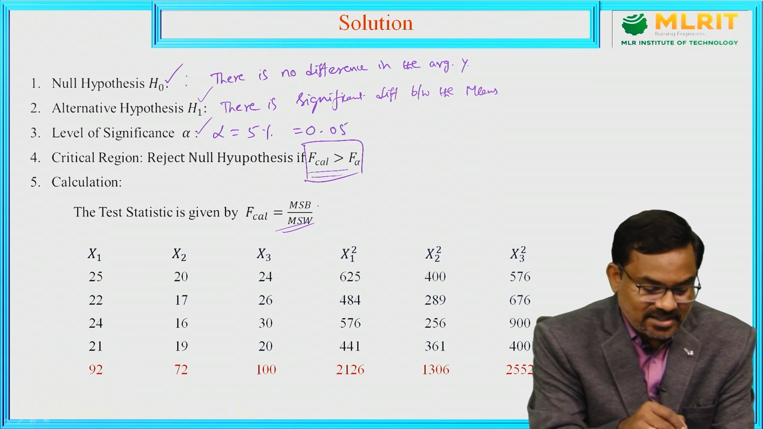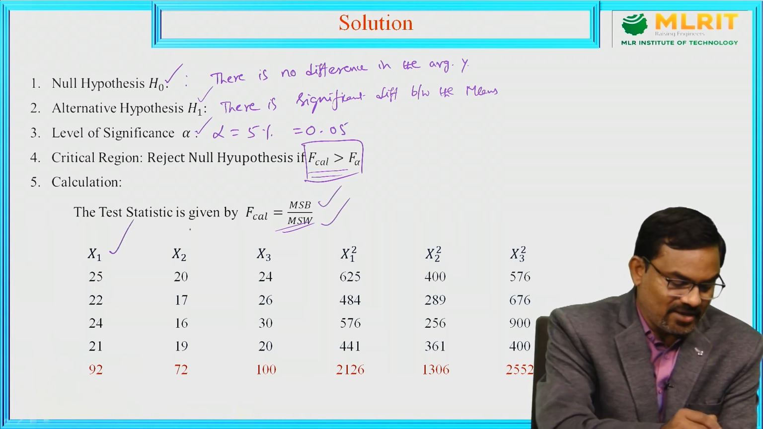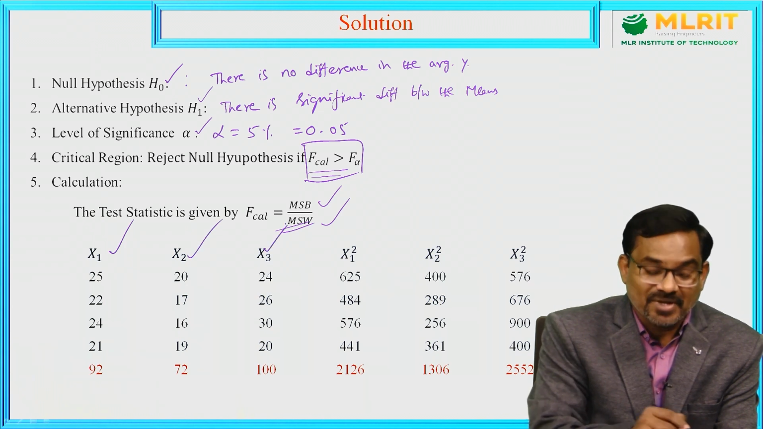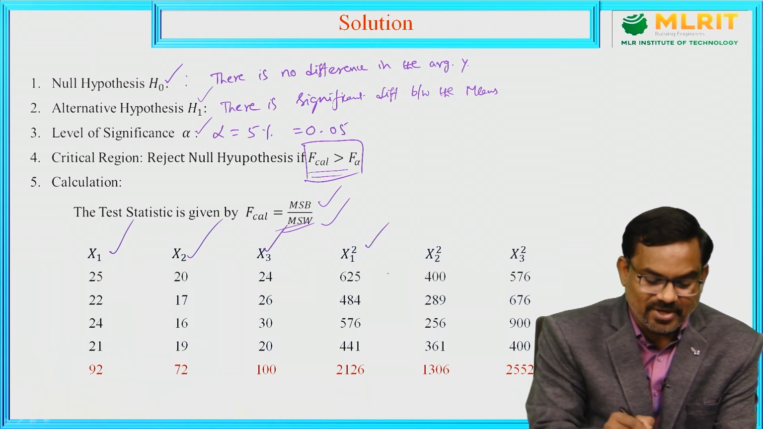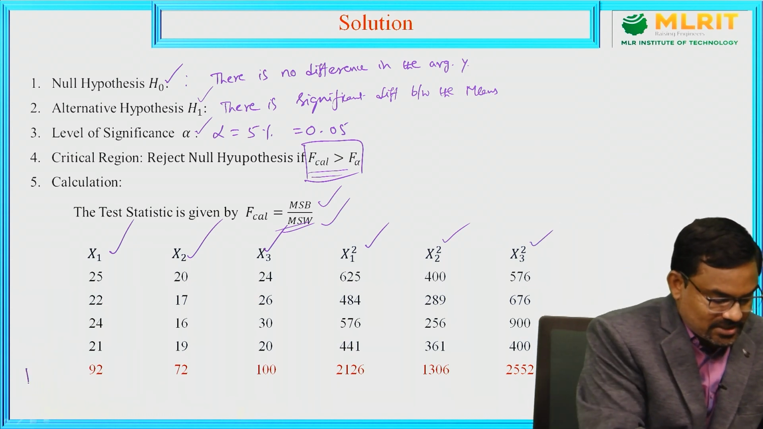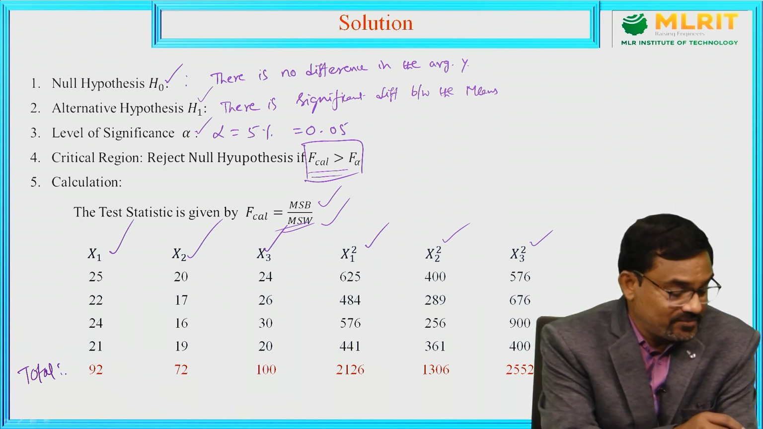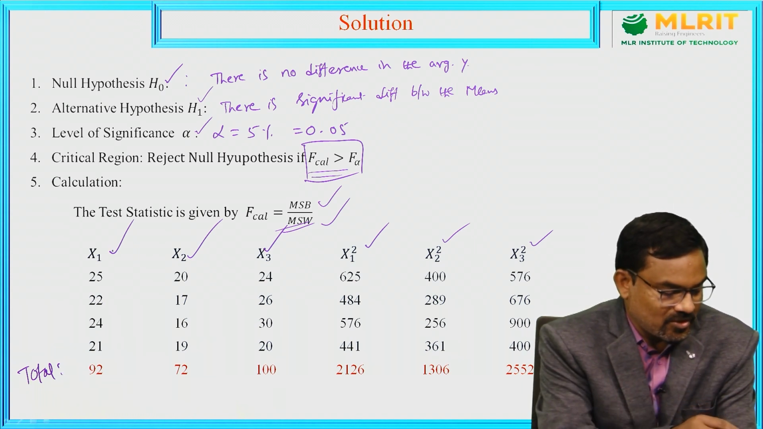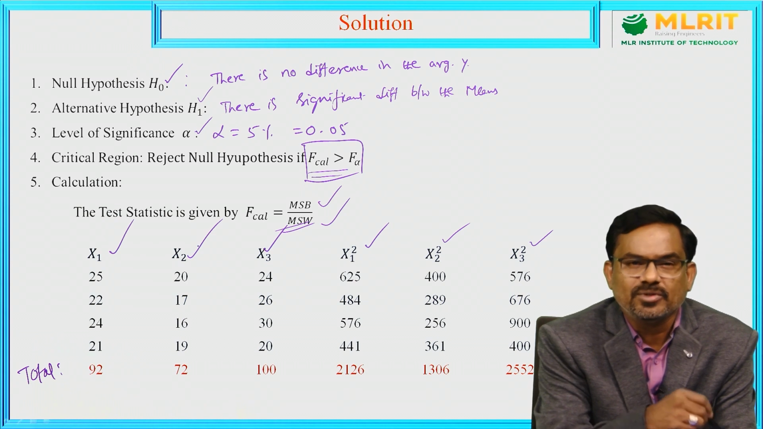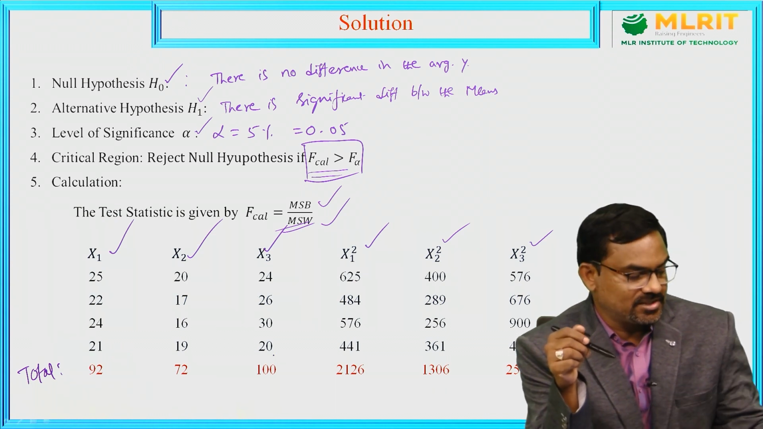So, to find these two values, first we need to construct a table with the given x1 values, x2 values, x3 values, and square them: x1 square, x2 square and x3 square, and find the totals. This is the total column, the total of these column values. The total of x1 is 92, total of x2 is 72, x3 is 100 and so on. So, let us construct this table.